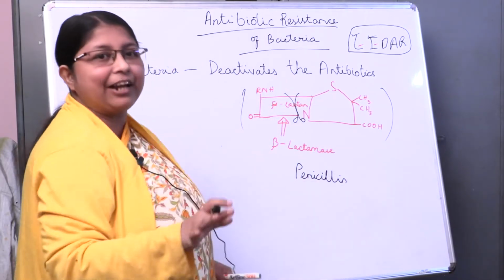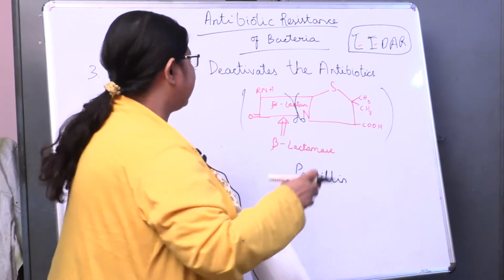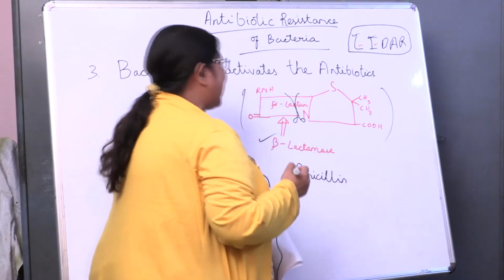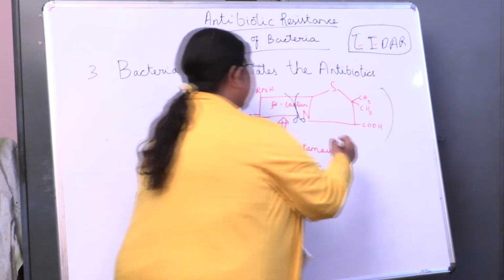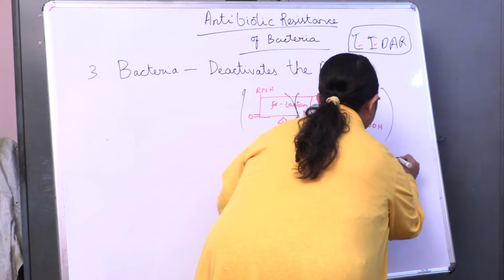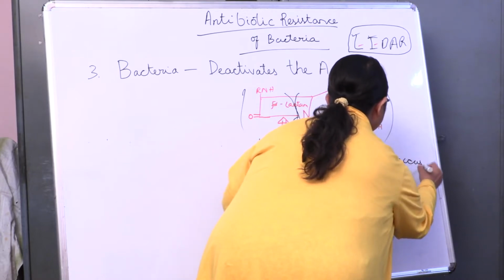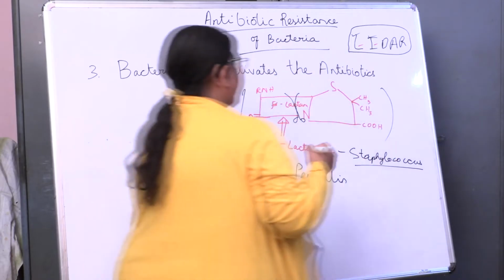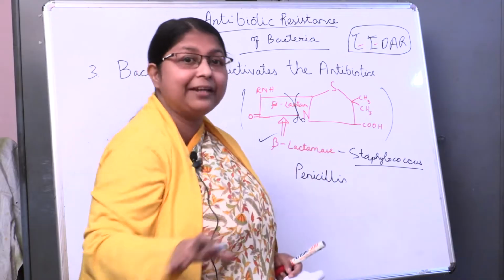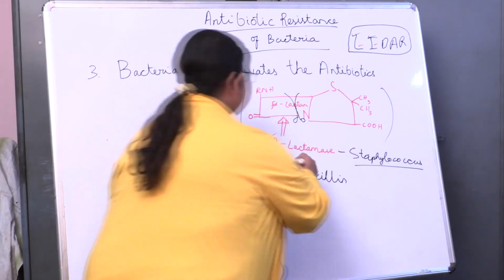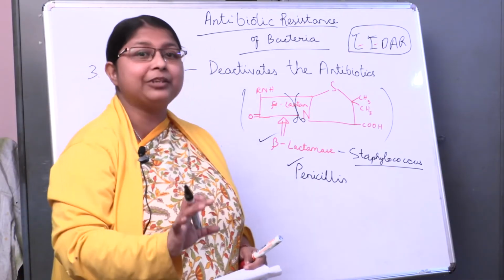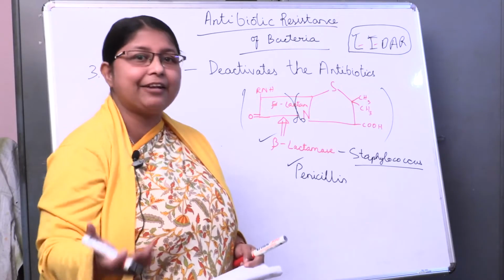gets deactivated. This whole structure, that is the penicillin structure, gets deactivated because of this enzyme beta-lactamase, which is present in Staphylococcus. So this particular enzyme is responsible for cleaving the drug penicillin and thereby saves the Staphylococcus from the drug penicillin by deactivating the drug.